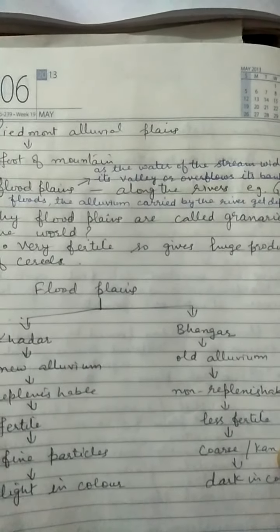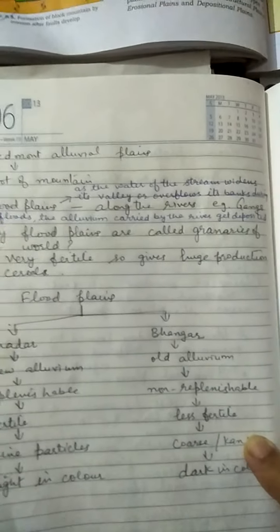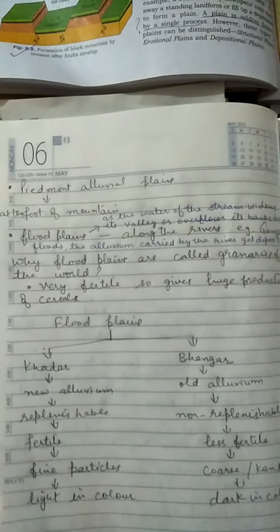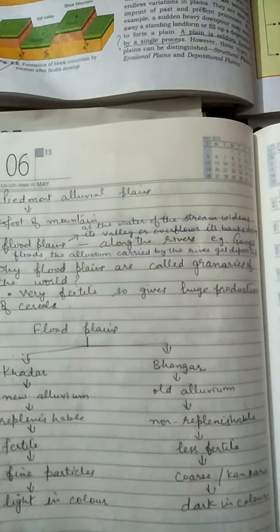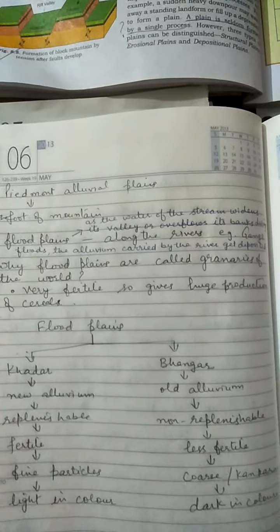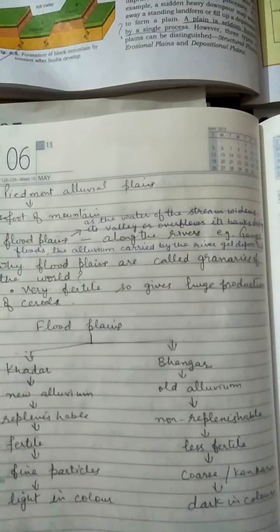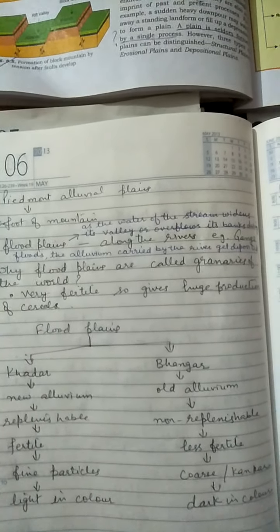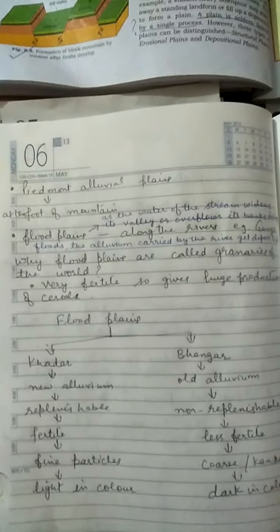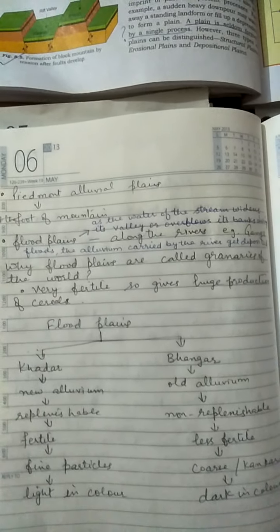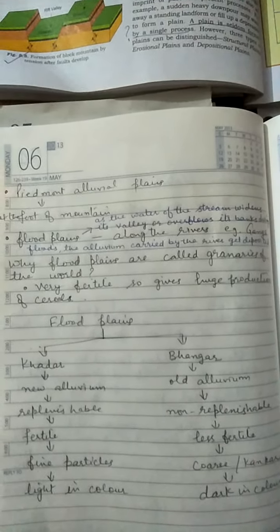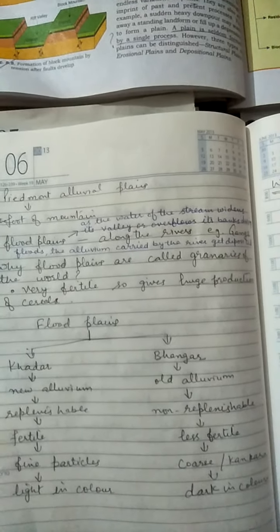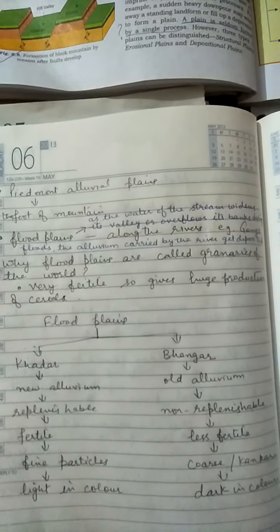Why are floodplains called granaries of the world? If we see most of the floodplains like the northern plains of India, the pampas of South America, prairies of North America, they all are the granaries of the world. Why? Because the soil is very fertile. It is renewed every year. So there is huge production of wheat or other cereals.